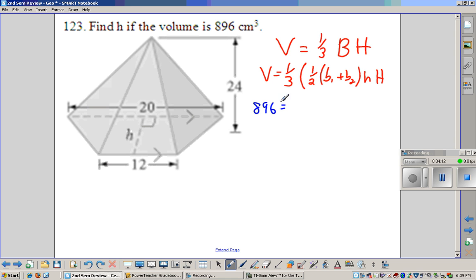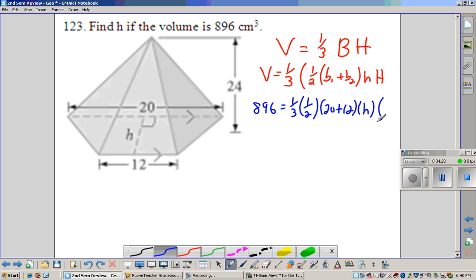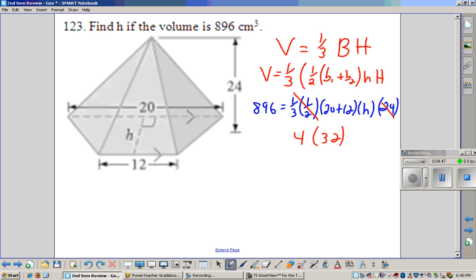But everything we know: 896 is the volume. 1/3. We have a 1/2. We have a base of 20 and a base of 12. We don't have little h, but we do have capital H, which is 24. Let's see if we can clean any of this up. 1/3 times a half is a 1/6. A 1/6 of 24 is 4. 20 plus 12 is 32. Okay, things are looking pretty good here.